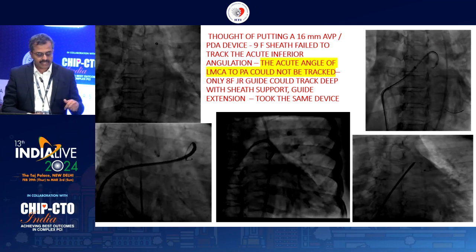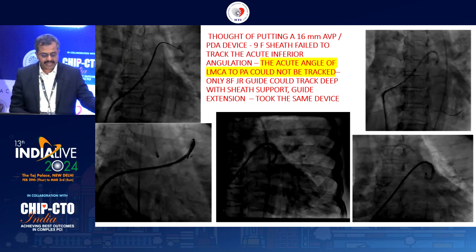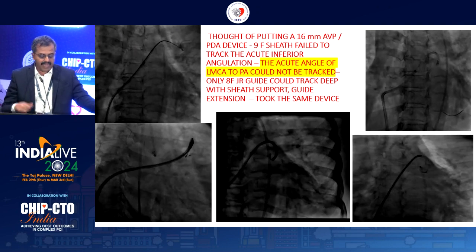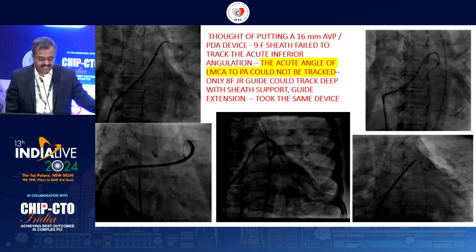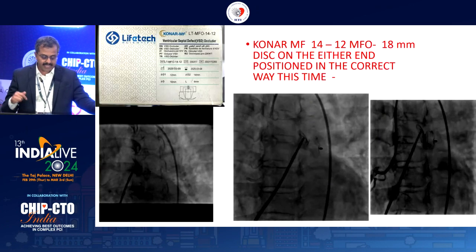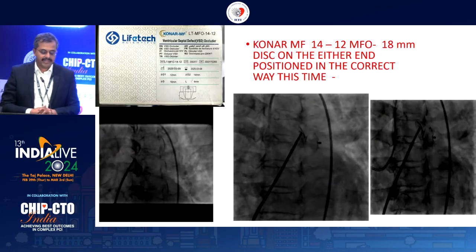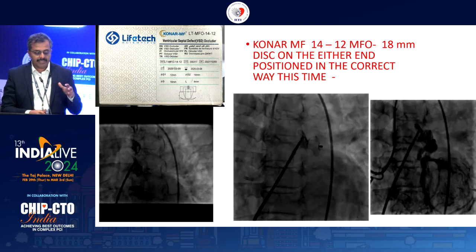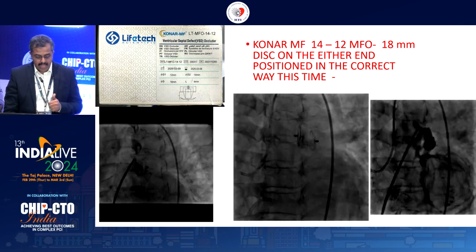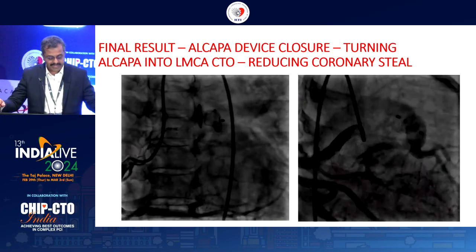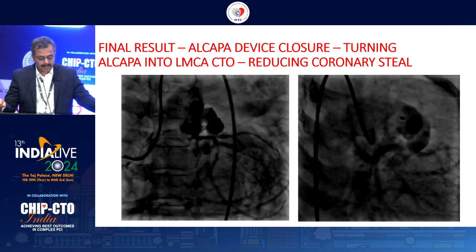So now we again do the same things again. We take an 8 French JR guide, but this time with balloon anchoring and a guide extension, we take the JR 8 French quite deep in, and we take the same device in quite deeper in. The 1412 MFO, which has an 18 mm disc on either end, is positioned deep in this time. And this is what we finally have after we are done. So the ALCAPA gets closed.